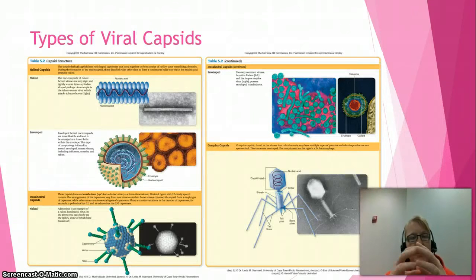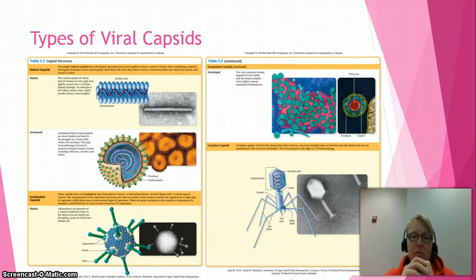So here are our types of capsids. Remember, capsid is a protein coat that protects the genetic information. There are 2 types of capsids we need to focus on: helical capsids and icosahedral capsids. You can also see on this image that there are complex capsids, but we don't need to worry about that one right now. We're going to talk about bacteriophages in the next topic lecture. So let's focus on helical capsids and icosahedral capsids.